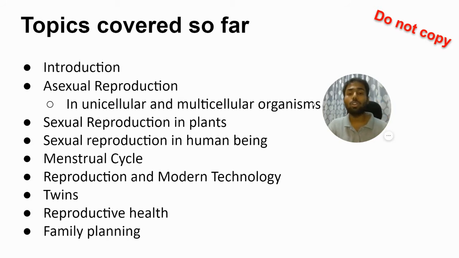Reproductive health. What steps are necessary to take care of your reproductive health? Can you list down 3 to 4 steps? Family planning. What is the meaning of family planning? Why is family planning important? What are the various ways in which you can do family planning? Can you list out the things you can do for family planning? Just check if you can remember.